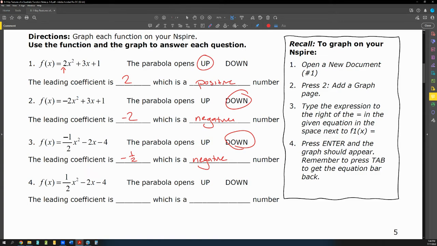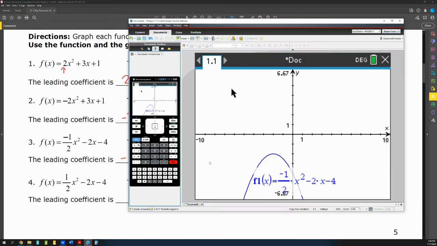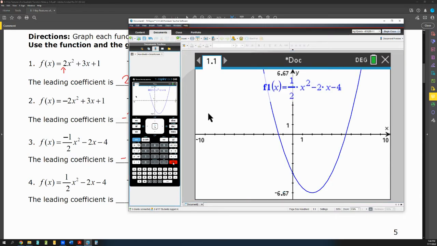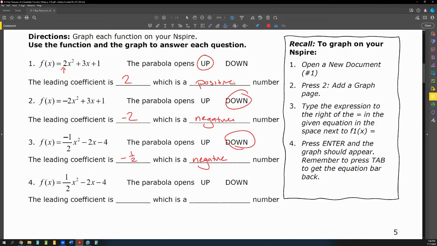Okay. And last but not least, we'll do the same thing, but with a positive 1/2 for that first number. So I'm going to hit tab to go back to my equations, up to go back to f1 of x, and I'm going to just delete that negative, make it positive. Enter. And we can see that that quadratic equation's graph opens upward because the coefficient is 1/2, which is a positive number.